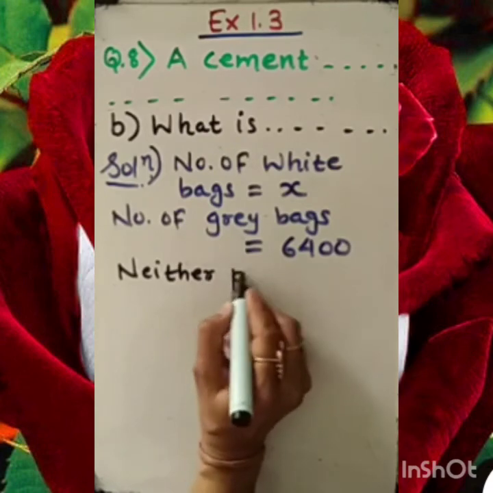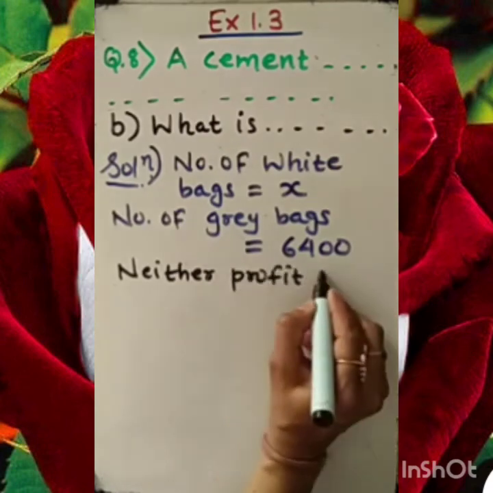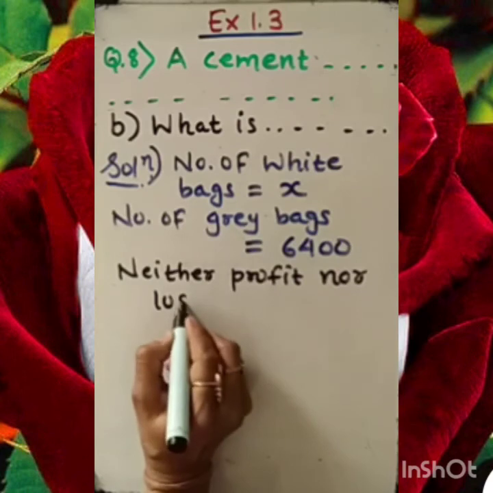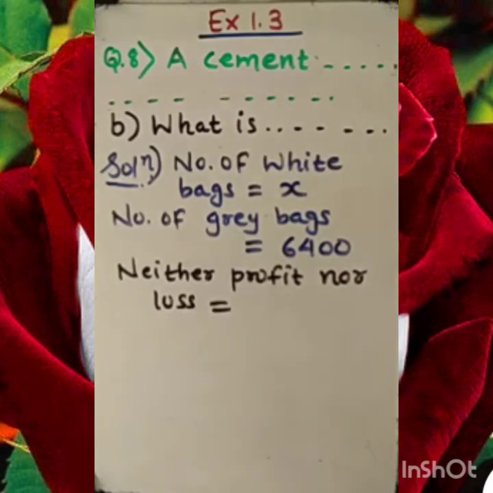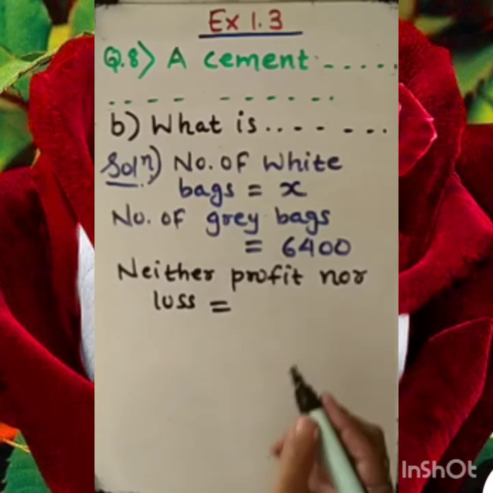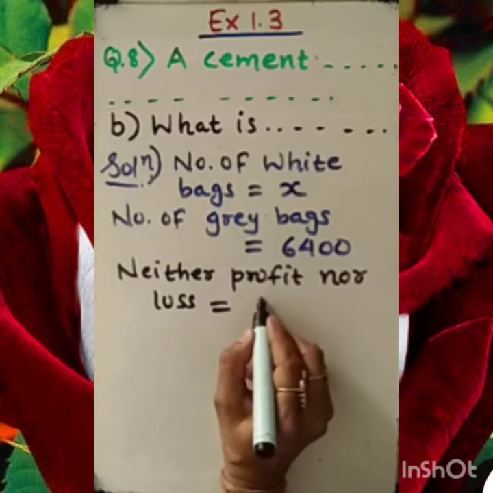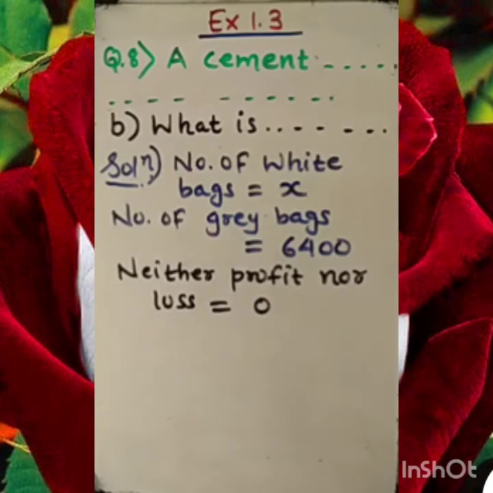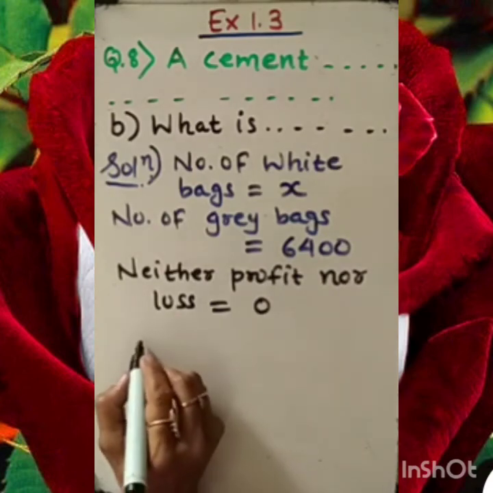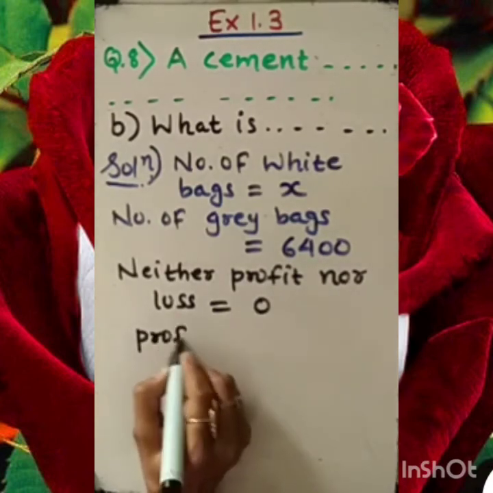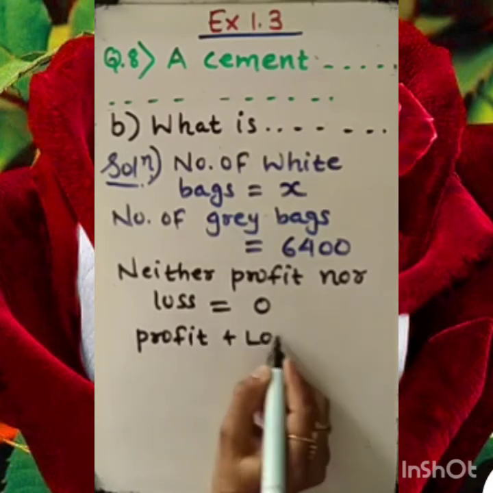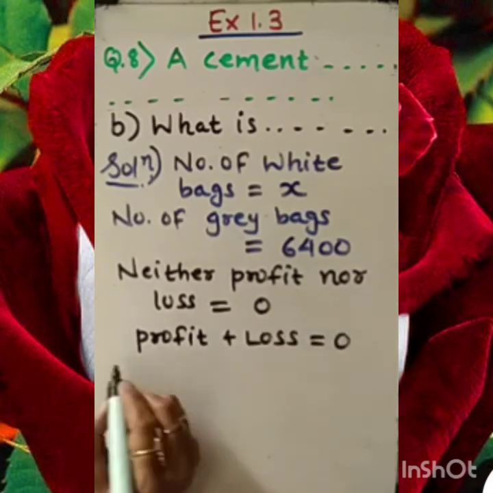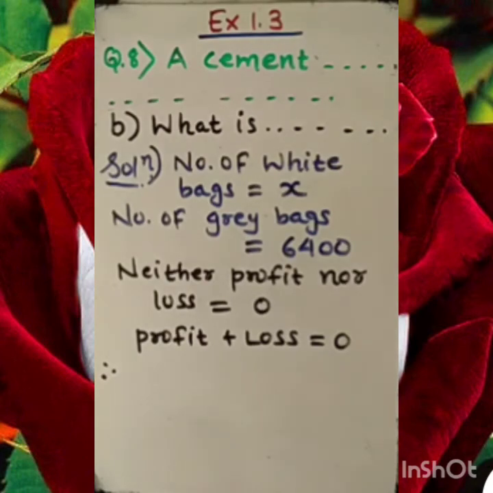Neither profit nor loss. In that case, what do we have to do? It indicates that the transaction total must be 0. The balance will remain 0. So how do we move ahead with that? We know that profit plus loss, whatever the amount, must be 0. Therefore, now let's work on that.